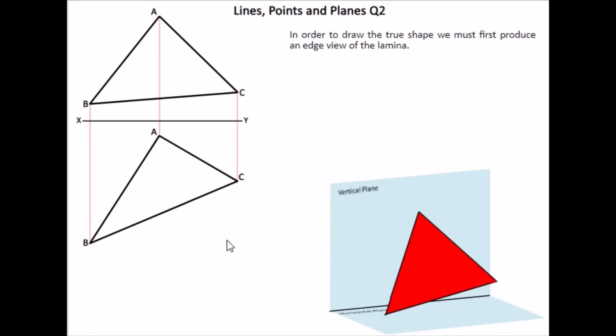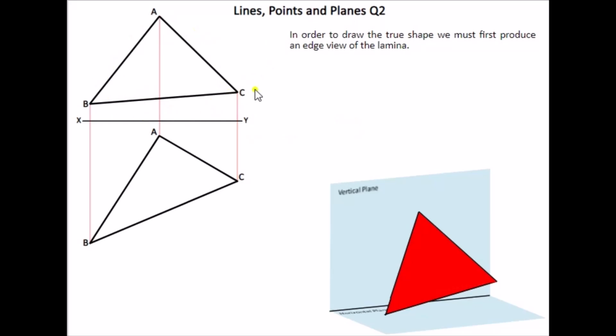In this question we are given a triangle or a lamina in both an elevation and plan view. What we need to do in this question, and it is asked quite often in exam questions, is see the true shape of this surface.